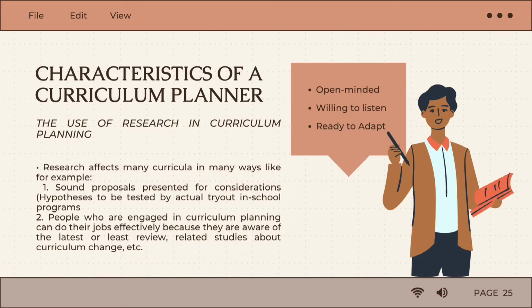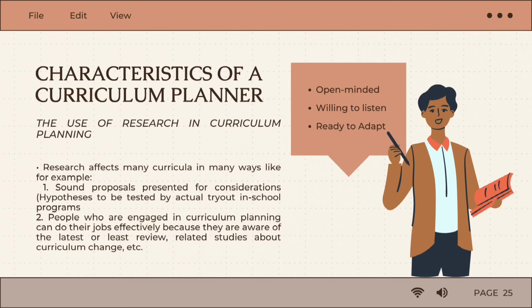And the characteristics of a curriculum planner. These are the three characteristics that a curriculum planner should have. First is open-minded, next is willing to listen, and last is ready to adapt. First, open-minded. It is an indispensable characteristic in those who plan the curriculum. Understanding of the values of the past, practices, and of school community and traditions is important. Next, willing to listen. Well-founded criticisms on the curriculum and education must be listened to by the curriculum planner.